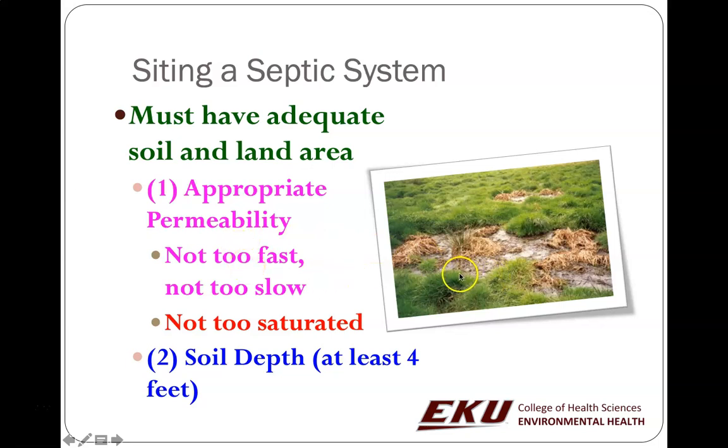Also, too slow and too saturated often go together. We don't want water standing on the surface. We don't want to try to treat our wastewater in a milieu of other water, so we can't put this out into a wetland or a marshy area.